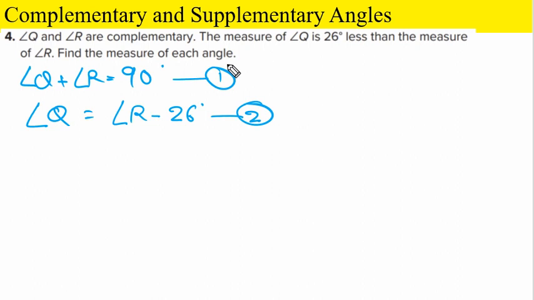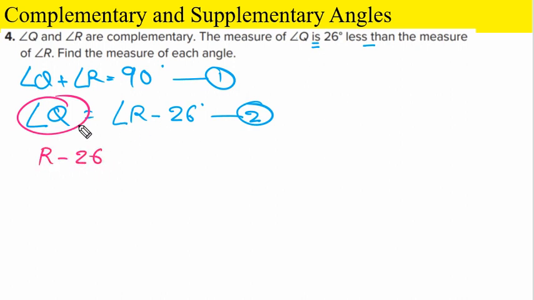That's your equation 2. Angle Q is 26 less than angle R, so angle R minus 26. Now it's again the same process. You substitute the value of Q into equation 1. So Q is R minus 26.